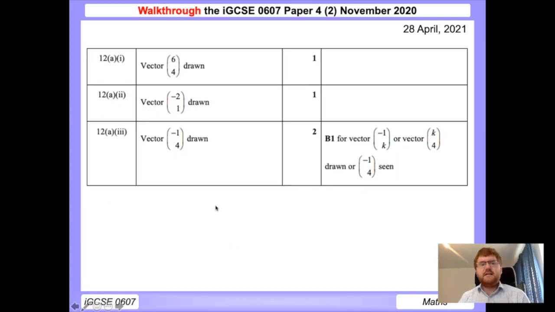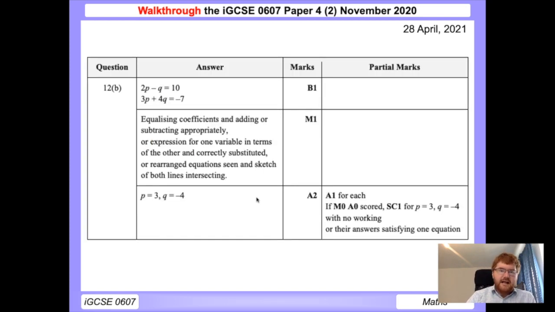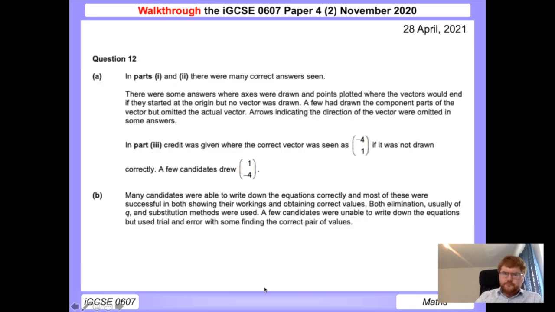Quick look at the mark scheme. Nothing much to be shown here because I've already drawn them. And then the two answers at the end, which is p is 3 and q is minus 4. Quick look at the examiner's report. So many correct answers seen in the first two parts. And generally B was also done reasonably well as well. Feel free to read through and see what common mistakes could be made.